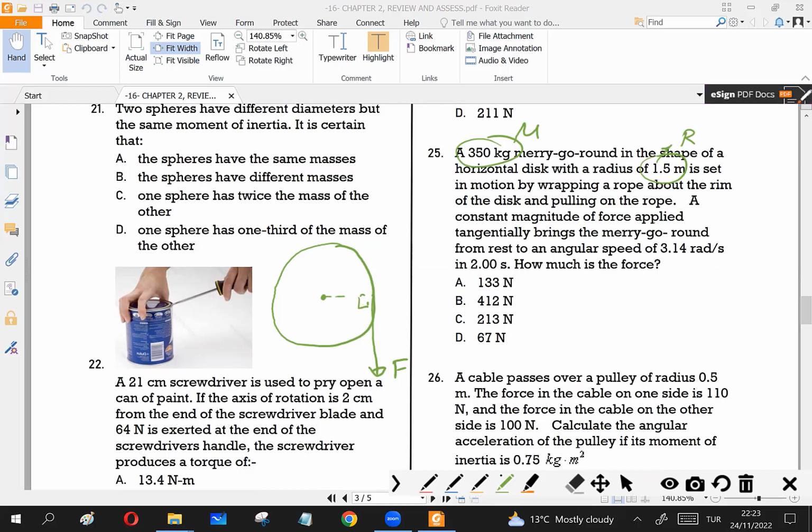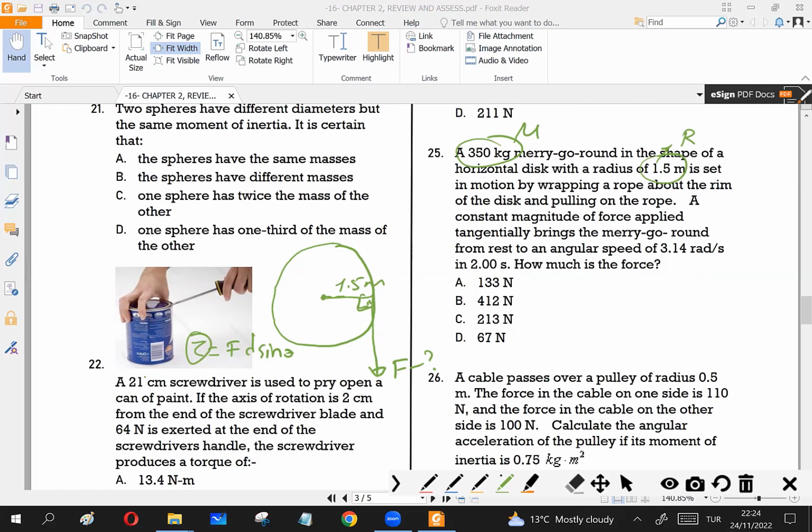A constant magnitude of force applied tangentially, as you see as I draw, brings the merry-go-round from rest to an angular speed of 3.14 radian per second in 2 seconds. How much is the force? Calculate the force. I'm going to use the torque equation to calculate the force. Torque is equal to F d sine theta, sine 90. Distance is the radius, which is given as 1.5 meter.